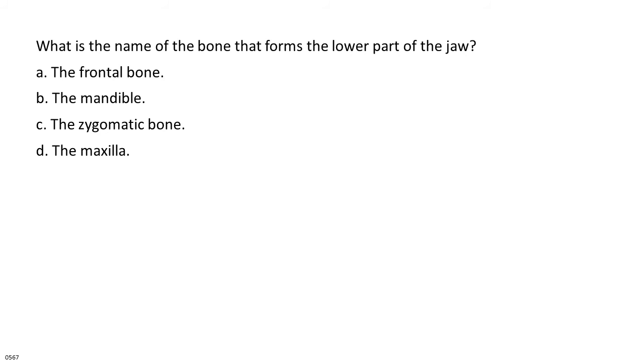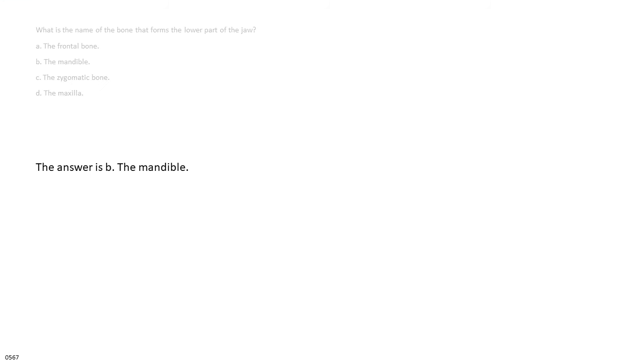What is the name of the bone that forms the lower part of the jaw? A. The frontal bone. B. The mandible. C. The zygomatic bone. D. The maxilla. The answer is B. The mandible.